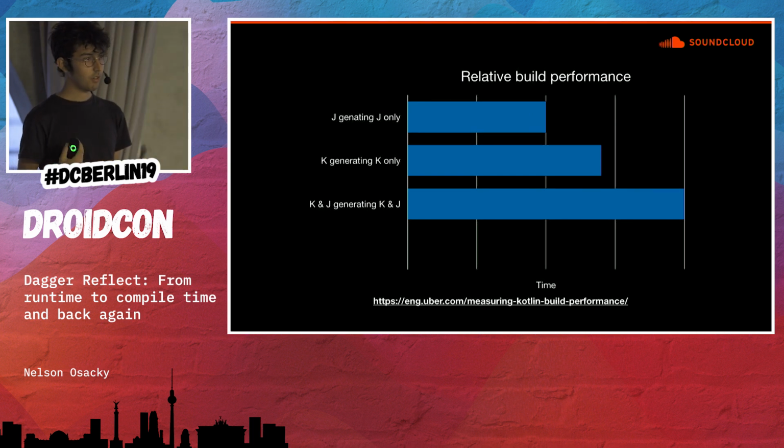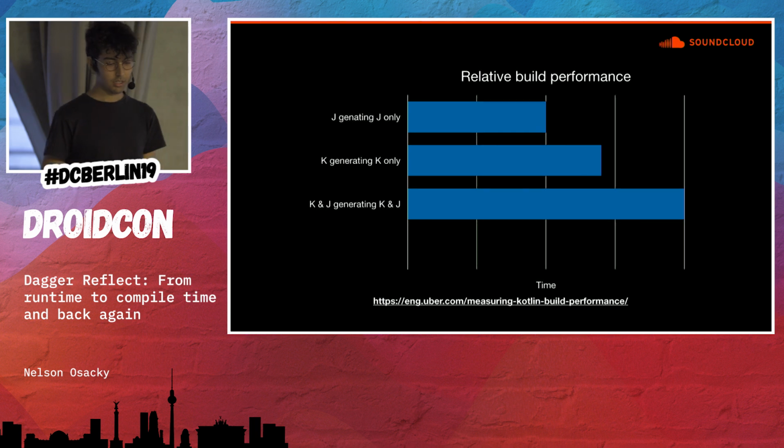And so if Dagger is the only annotation processor you're using and it's generating Java code, and your whole code base is Kotlin, then switching to Dagger Reflect and having a Kotlin-only processor would improve your build speed.